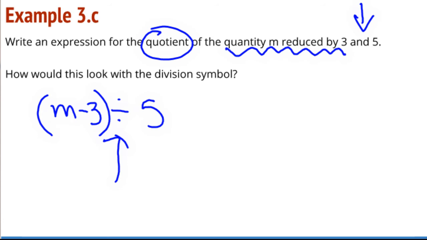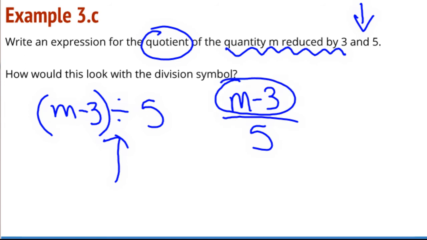Now that we've got it written with the division symbol, we can start to ask ourselves, how would this look in fraction form? Well, the m minus 3, the m reduced by 3, is the numerator. The 5 is the denominator. And once again, I don't have to use parentheses because all of this is divided by this.